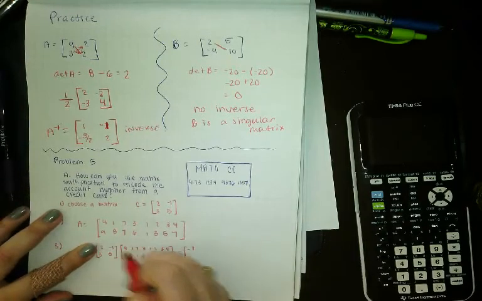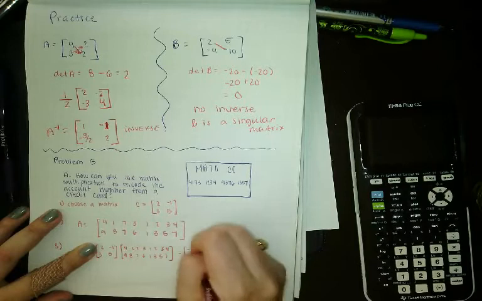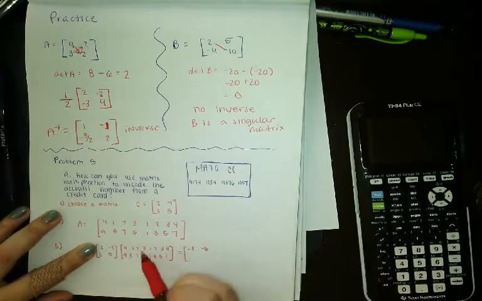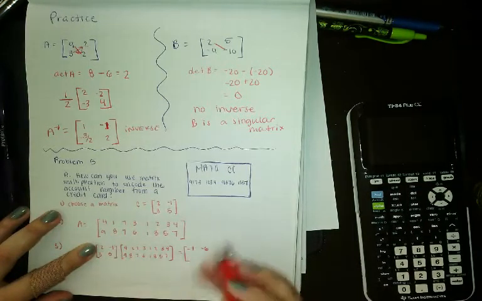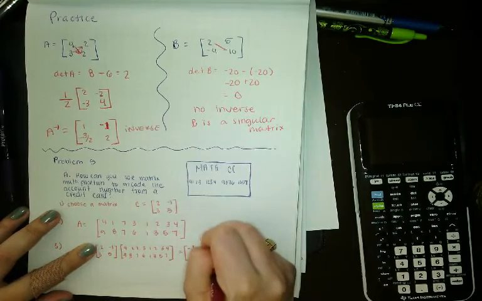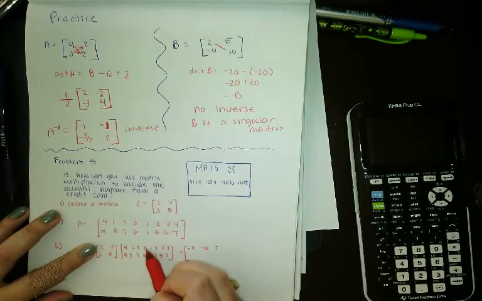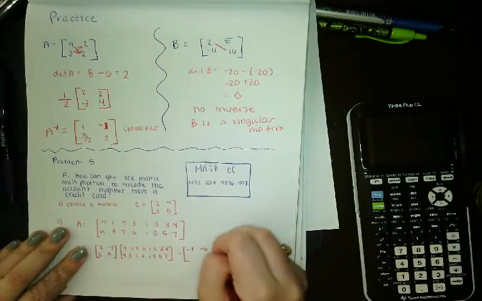Okay, row times column. 2 times 1 is 2. -1 times 8 is -8. So we're going to get 2 minus 8, which is -6. Okay, 2 times 7 is 14. -1 times 7 is -7. 14 minus 7 is 7. 2 times 3 is 6. -1 times 6 is -6. So 6 minus 6 is 0.